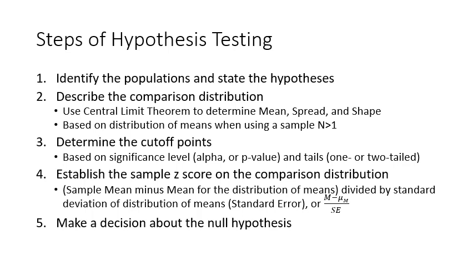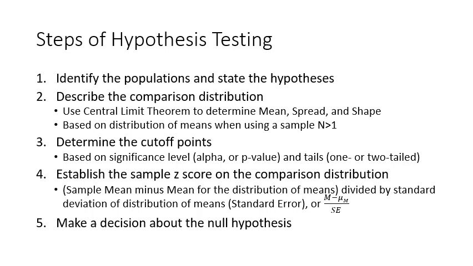In this step, we would draw the distributions if required to do so, and we know that we would base this distribution on the distribution of means when our sample is greater than 1, so we aren't comparing it anymore to the population of individuals. We would determine the cutoff points, and we would base that on the significance level, which is sometimes called alpha, but we've been calling it significance level or the p-value. And we need to know the tails, whether it's a 1 or 2-tailed test.